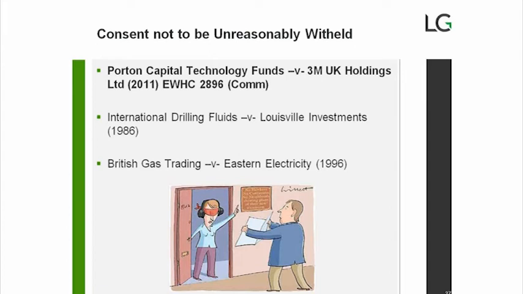Now, Porton Capital and 3M isn't the first case to say that the principles developed in the landlord and tenant cases apply to commercial contracts. And you can see pretty much the same approach in, say, the British Gas Trading and Eastern Electricity case that we've looked at. But Porton Capital is a good case both for an analysis of the principles and as a reminder that when we're looking for examples of the application of the relevant principles in previous cases, we shouldn't ignore those landlord and tenant cases, and indeed we're probably more likely to find the answer there than in most other places.